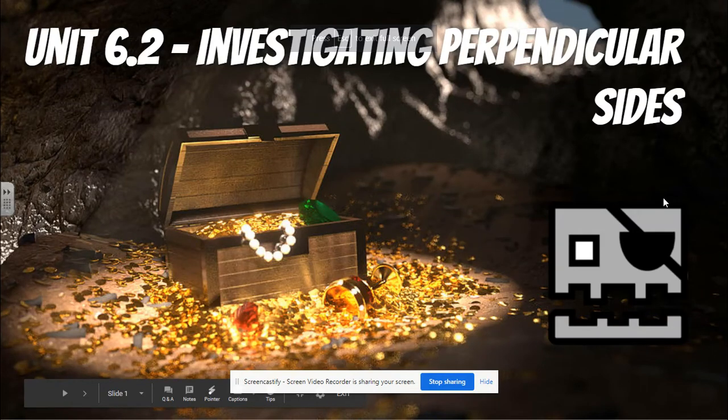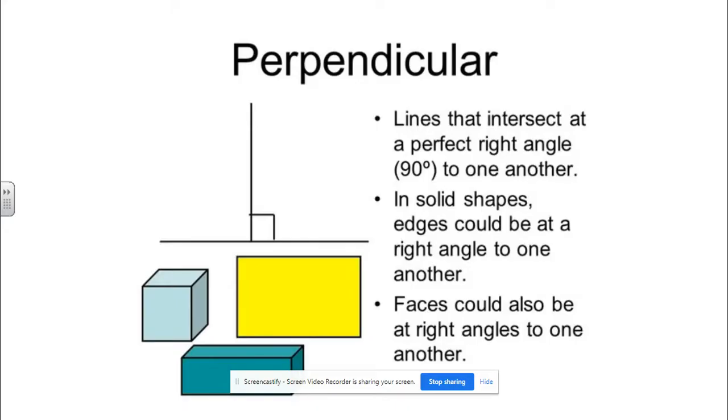Hi there, folks. Today we're going to be looking at Unit 6.2, investigating perpendicular sides. And what does perpendicular mean? Well, perpendicular lines are lines that intersect at a perfect right angle. Those are angles that are 90 degrees, and those are our square angles.